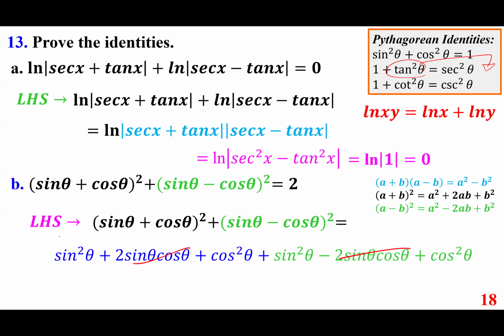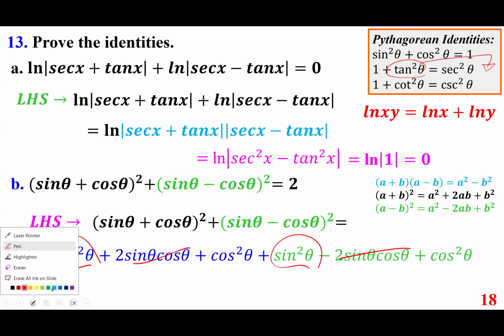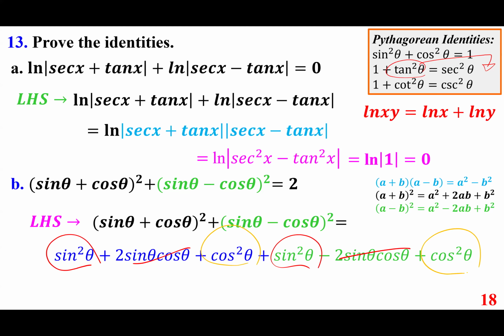These two cancel each other. We have two of these, and two of this. So 2 times sine squared plus cosine squared, which is 1. 2 times 1 becomes 2.